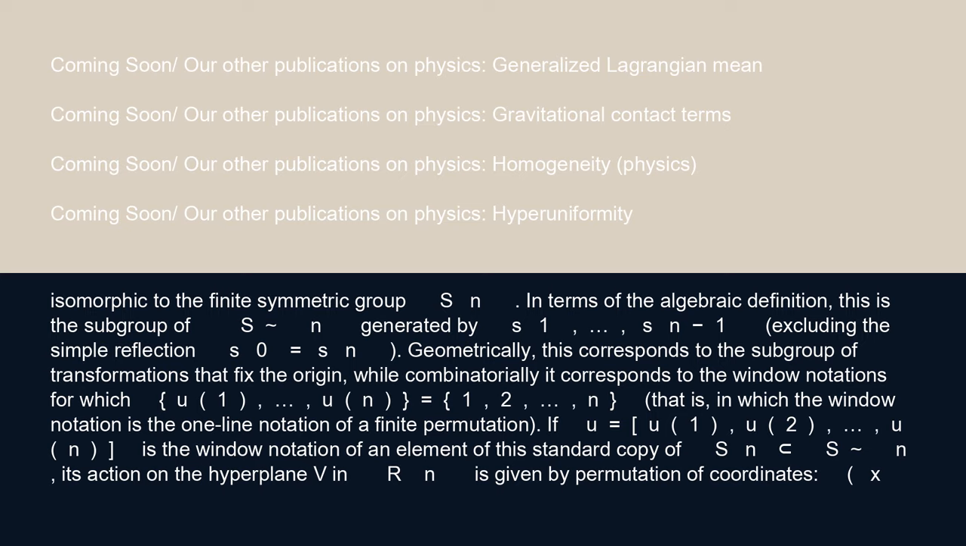Geometrically, this corresponds to the subgroup of transformations that fix the origin, while combinatorially, it corresponds to the window notations for which {u(1), ..., u(n)} = {1, 2, ..., n}, that is, in which the window notation is the one-line notation of a finite permutation. If u = [u(1), u(2), ..., u(n)] is the window notation of an element of this standard copy of Sn ⊂ S̃n, its action on the hyperplane V in R^n is given by permutation of coordinates.